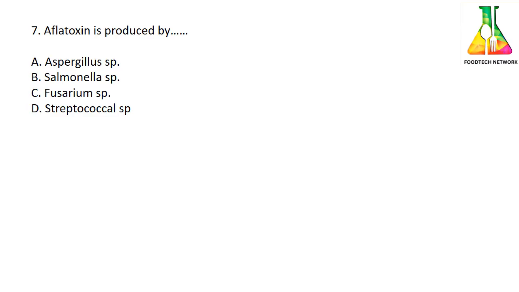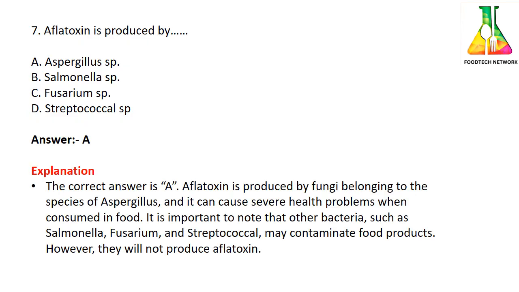Aflatoxin is produced by dash. Option A, Aspergillus species. Option B, Salmonella species. Option C, Fusarium species. And option D, Streptococcal species. Option A, that is Aspergillus species.